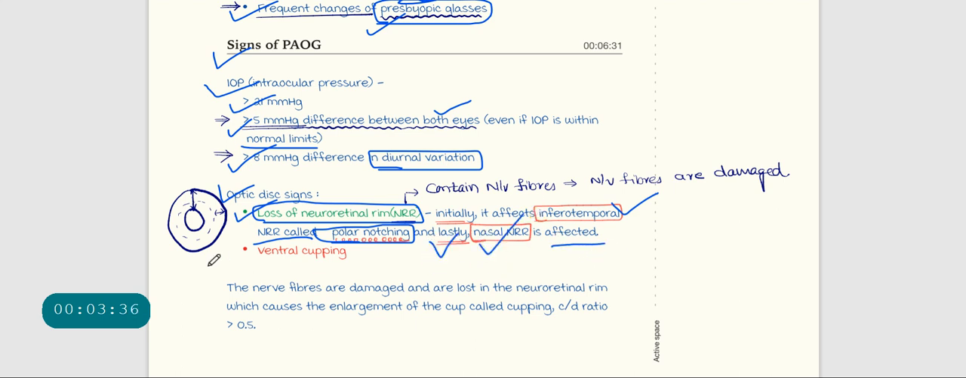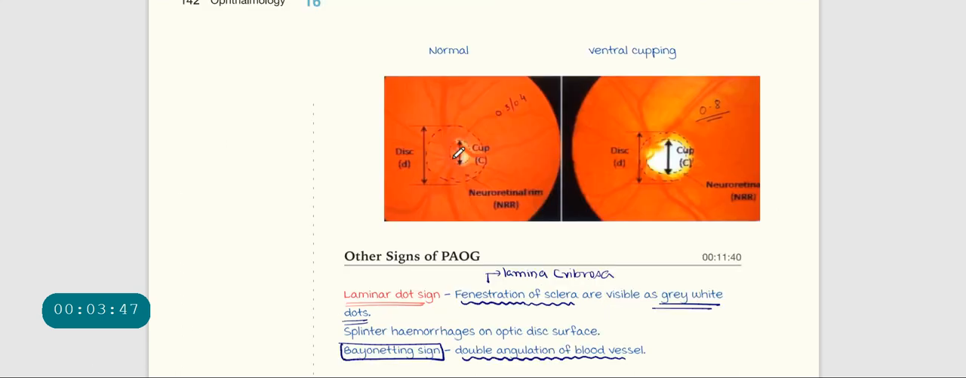Okay, then the optic disc sign is ventral cupping. Okay, so ventral cupping is also seen. Let's see an image. So here you can see the disc and the cup, and this is the normal image, but here the cup has been expanded. Okay, and this is your outer disc. Okay, so here the cup has been expanded and this is ventral cupping.